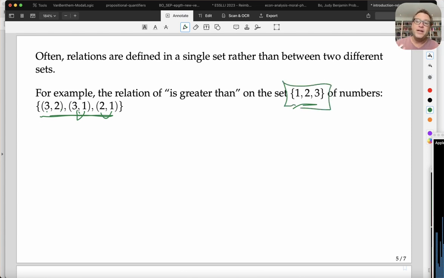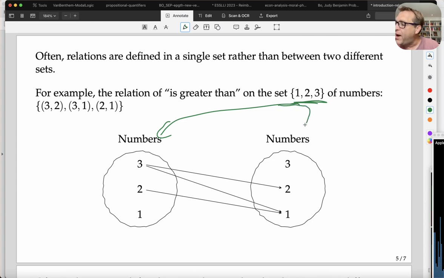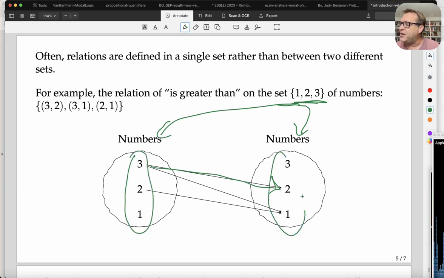Now, if we want to visualize it, we can do it exactly the way we just saw. We write down the set of things that appear on the left-hand side of the ordered pairs, and then you reproduce the set because it also appears on the right-hand side of the ordered pairs. And then we draw an arrow, for example, from 3 to 2 because 3 is greater than 2, and 3 is greater than 1, and so on. But this is a bit cumbersome because notice we are rewriting the exact same elements twice, both on the left-hand side and on the right-hand side.